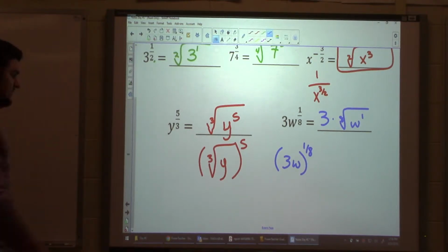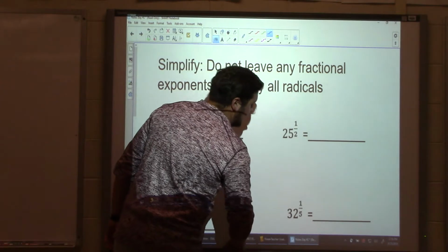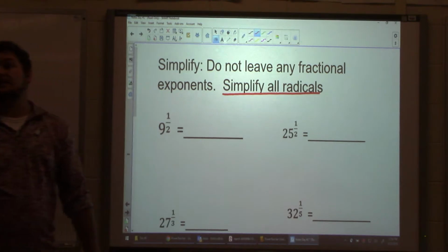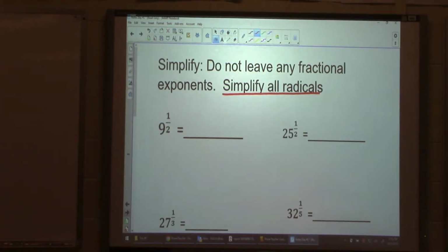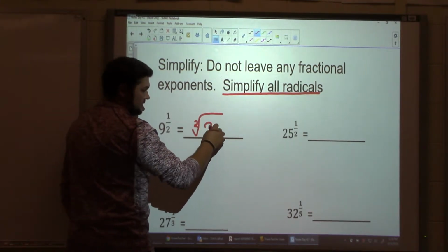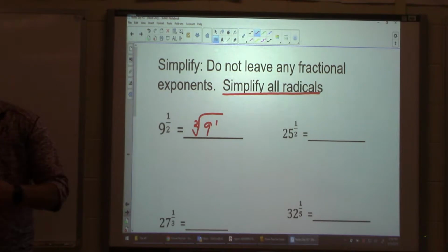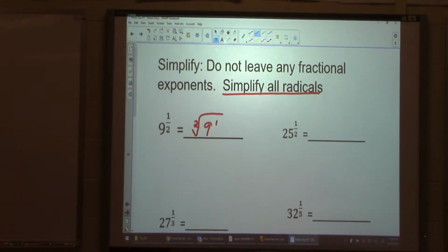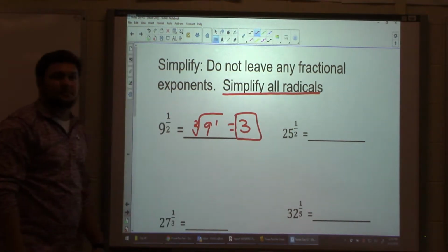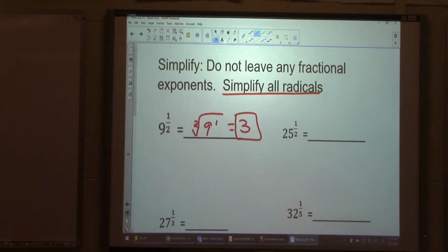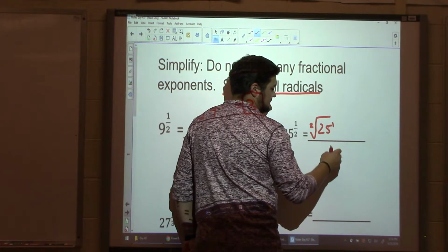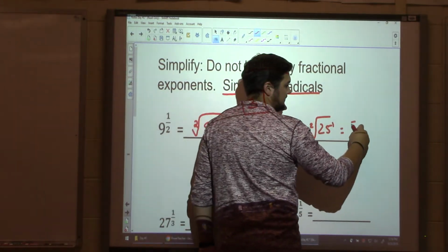Oh, there's too many. Wonderful. So now it's telling us change it to radical and then simplify all radicals. So make sure you're reading directions when you're doing things. So simplify them once we get there. So 9 to the 1/2 is the same as the second root of 9 to the first, or the square root of 9. 3. Right? So it equals 3. We want to simplify now, so simplify it if you can. 25 to the 1/2. That's the second root of 25 to the first. So that's going to be 5. The square root of 25.